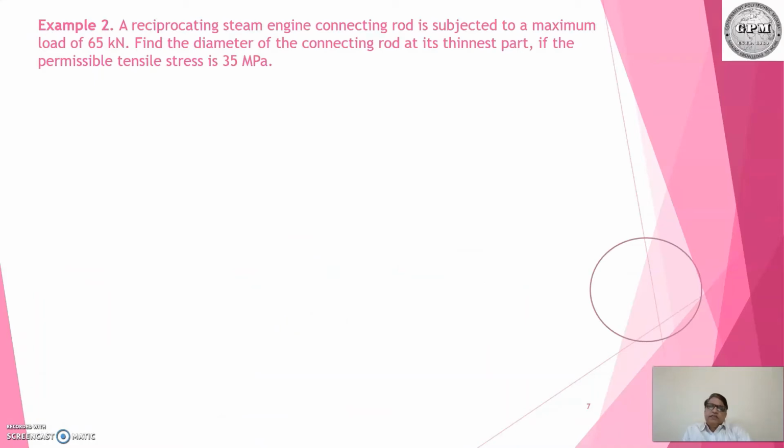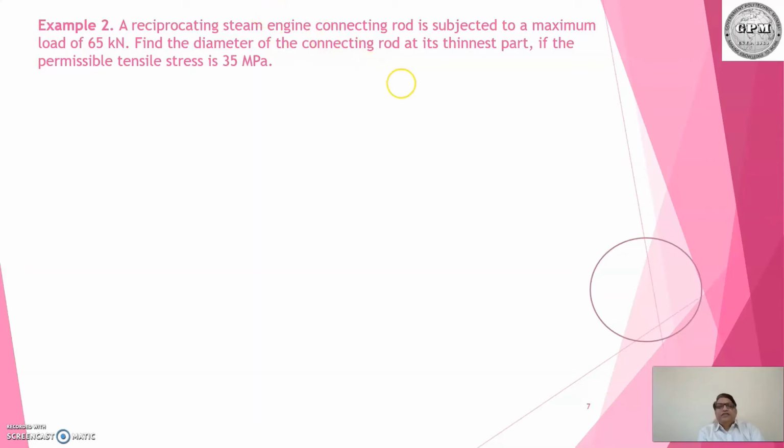So next we will go for example 2. A reciprocating steam engine connecting rod is subjected to a maximum load of 65 kilonewtons. Find the diameter of the connecting rod at the thinnest part if the permissible tensile stress is 35 megapascal. So here for the diameter of the connecting rod, is the section square or round? It is definitely round in shape.